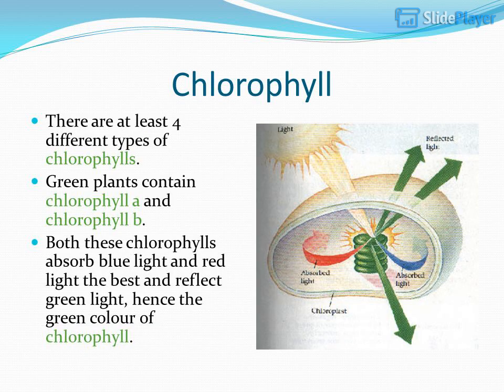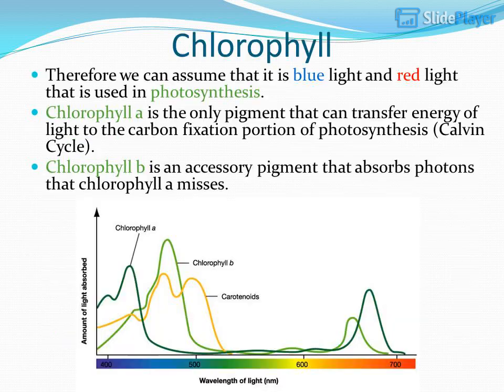Chlorophyll. There are at least 4 different types of chlorophylls. Green plants contain chlorophyll A and chlorophyll B. Both these chlorophylls absorb blue light and red light the best and reflect green light, hence the green color of chlorophyll. Therefore we can assume that it is blue light and red light that is used in photosynthesis.